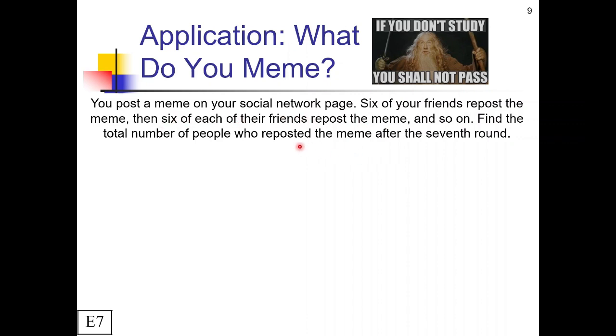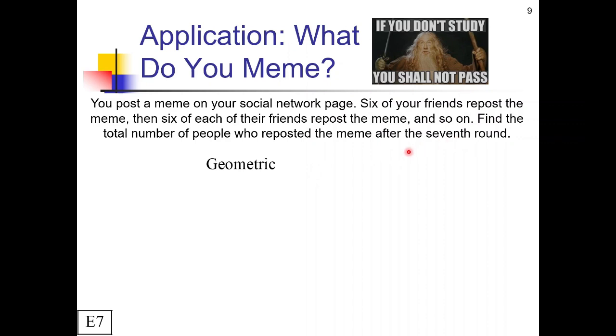So what we want to do is find the total number of people who reposted the meme after the 7th round. Well, if 6 of your friends reposted and 6 of each of their friends reposted, we're essentially multiplying by 6 each time. So this is a geometric kind of setup. So with that in mind, pause the video and see if you can figure out how many have reposted this after round 7.